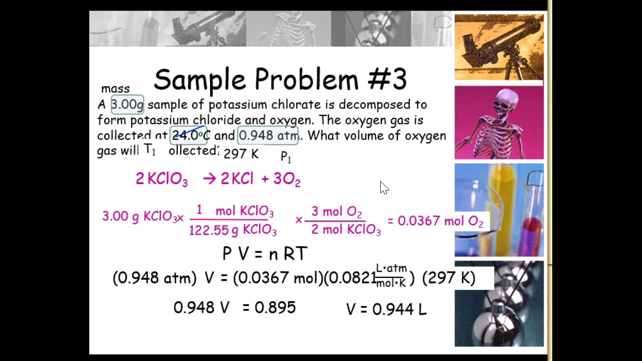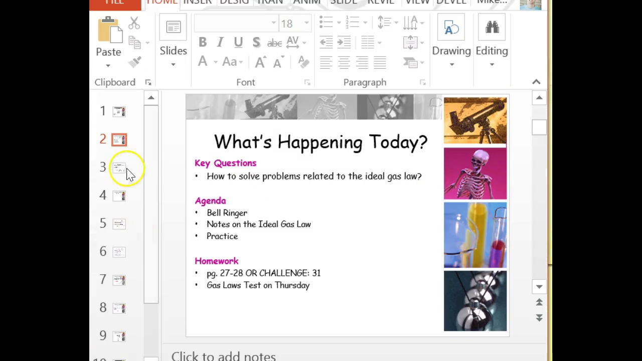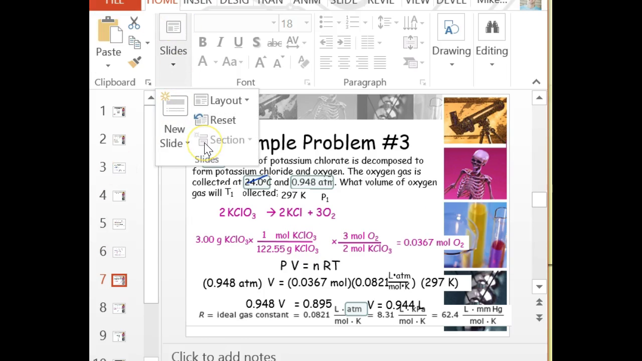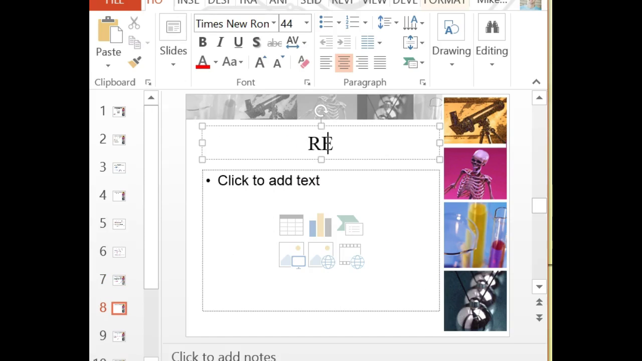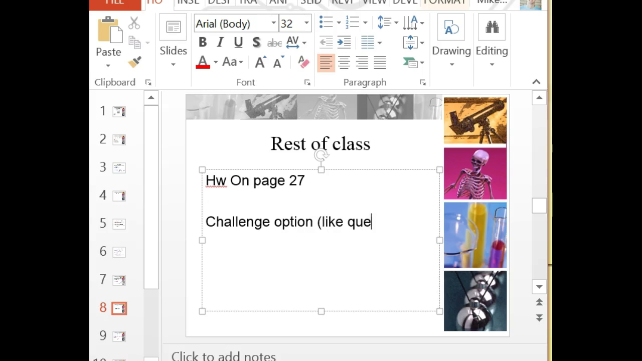Okay, for the rest of class, I want you working on page 27, which is your homework for tonight. If this was easy for you, I want you to choose the challenge option on page 31. So I'll write this down on a slide here. Okay, here we go. Rest of class. Homework on page 27. Challenge option, like question 3, on page 31.